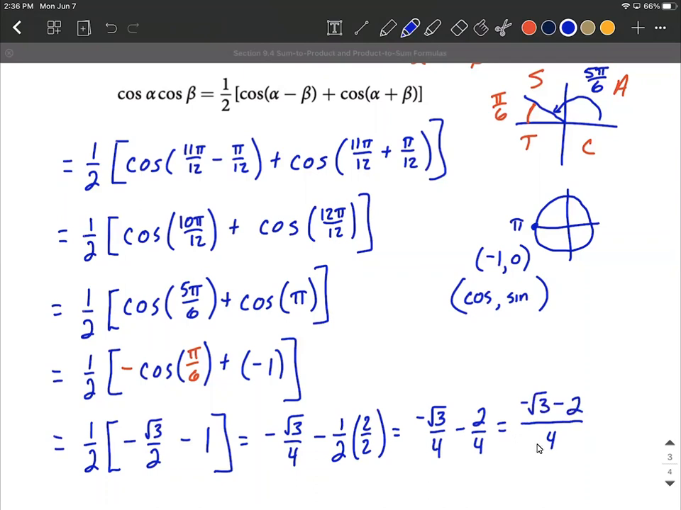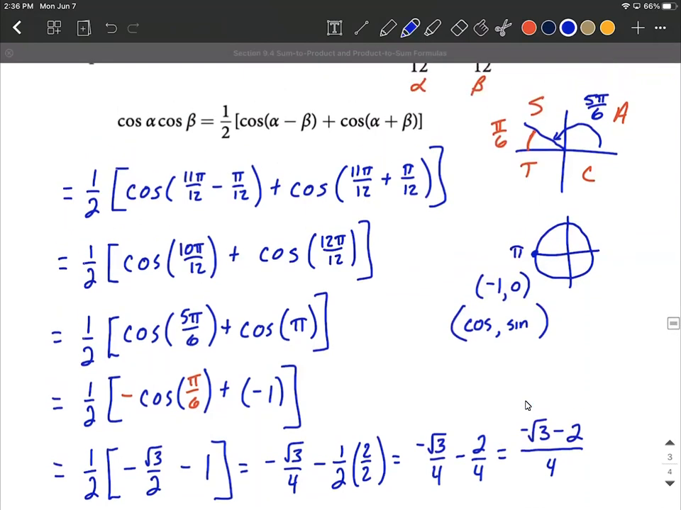So as you're working through these, just take your time. Don't be in a hurry by any means. And I always like getting these reference angles instead of memorizing exactly what 5 pi over 6 is going to give. Hope this helps out as you're working on product to sum formulas. Good luck.